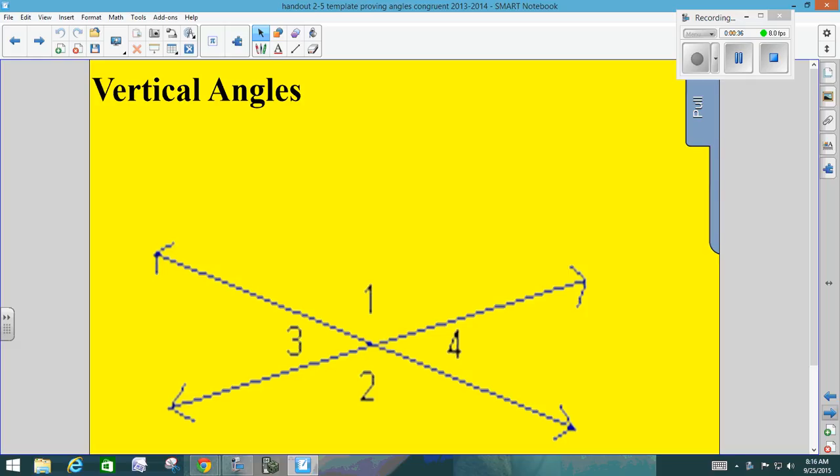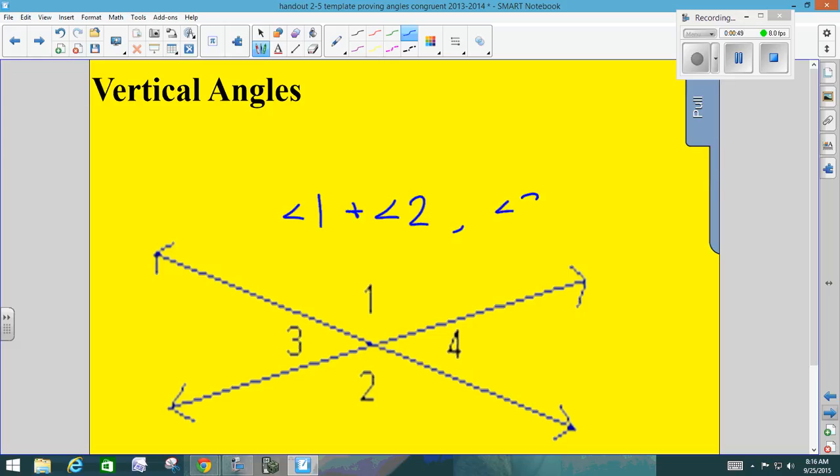They come in pairs. So angle 1 would be vertical to which angle? 2, good. I think it says name 2 pairs of vertical angles. Angle 1 and angle 2, that would be one pair. Angle 3 and angle 4 are a pair of vertical angles. There has to be lines, intersecting lines, to have vertical angles.